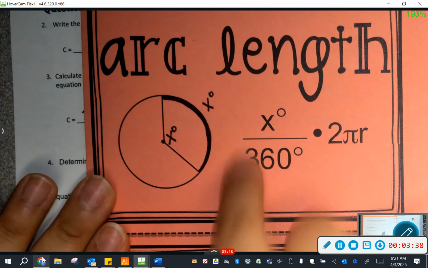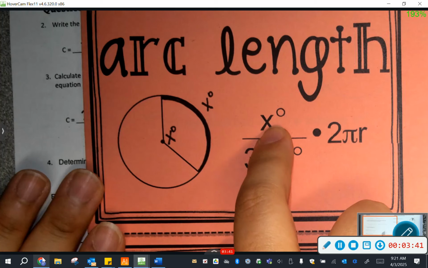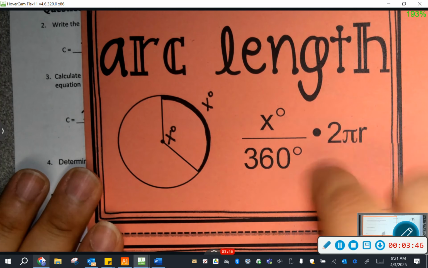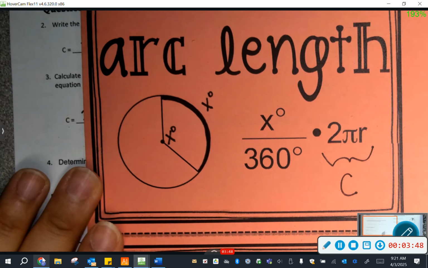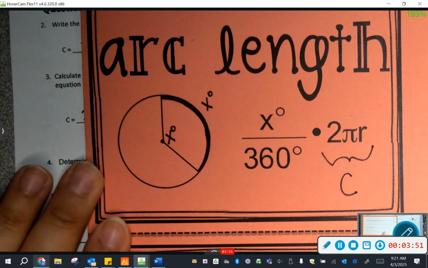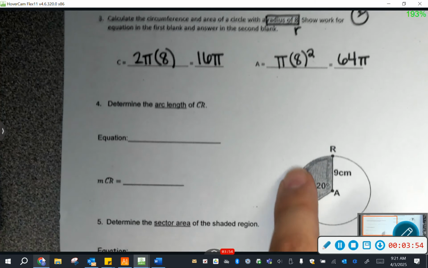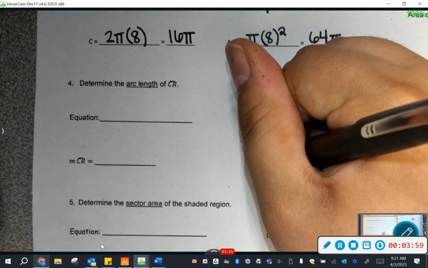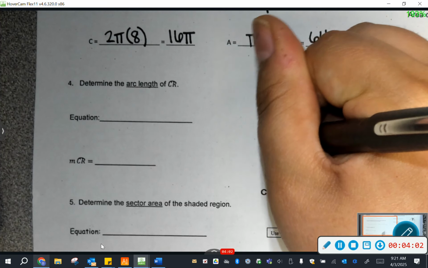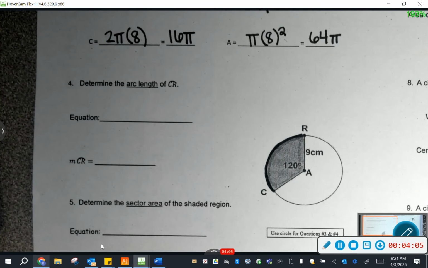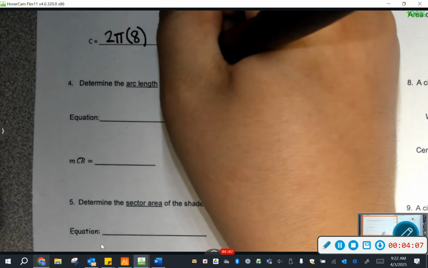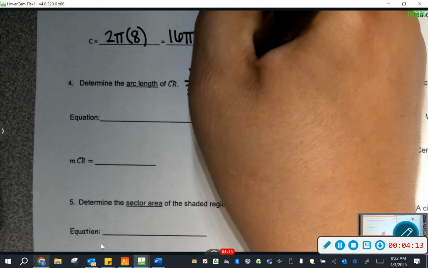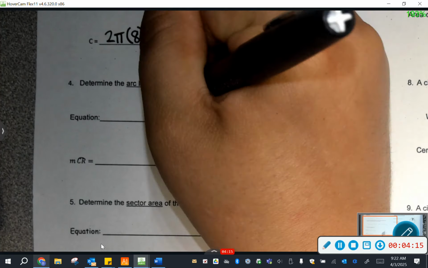Okay, so this right here is the formula to finding that arc length. You do the number of degrees over 360, because it's just part over the whole. And then this right here is the circumference. Okay, so that's what we're doing for this first problem. It says determine the arc length of arc CR. So it wants to know how many centimeters CR is right here. Well, the formula again is x over 360 times 2 pi r. Box that formula so you can find it easily tomorrow.